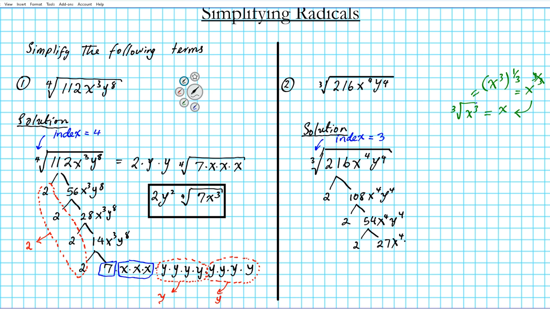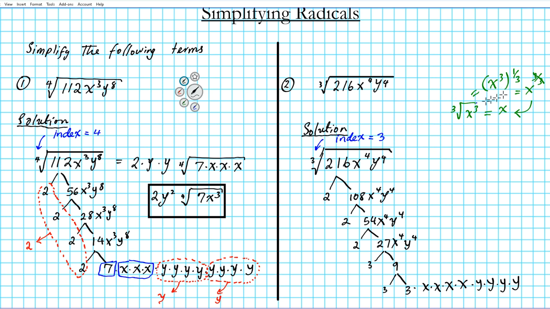2 doesn't go anymore. The next prime number is 3. 3 goes into 27 definitely. 3 goes into 27 9 times. And then 3 goes into 9 3 times. And then you have 4 x's, 1, 2, 3, 4, and for y's, 1, 2, 3, 4.